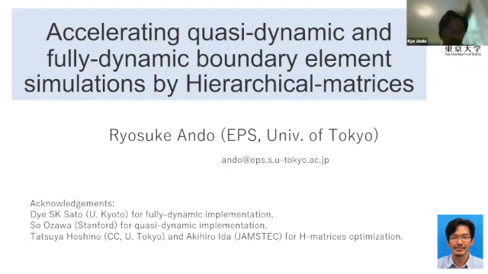So I would like to acknowledge my colleagues. For the fully dynamic implementation, I have worked with Ryosuke Sato. He was my student, now at University of Kyoto. And Ozawa, he's now at Stanford. He was also my former student, and he worked on the quasi-dynamic implementations. Tatsuya Hoshino and Akihiro Ida are computer scientists working on H matrices optimizations.